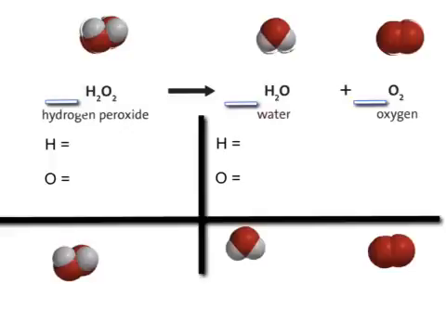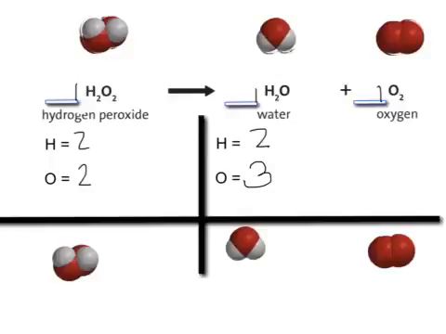First, you would count the number of atoms. Since there's no number in front of the molecule, you would put a 1. So there would be 2 hydrogen, 2 oxygen, 2 hydrogen, and then there would be 2 oxygen here, plus 1 oxygen here. So there would be 3 oxygen total on this side.